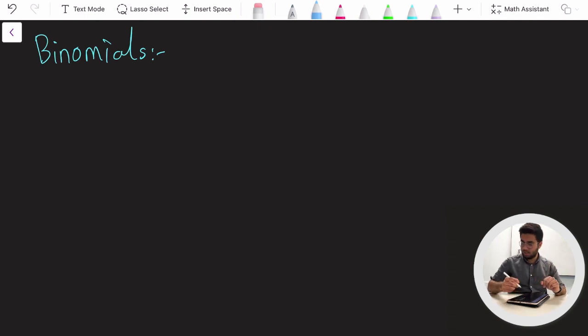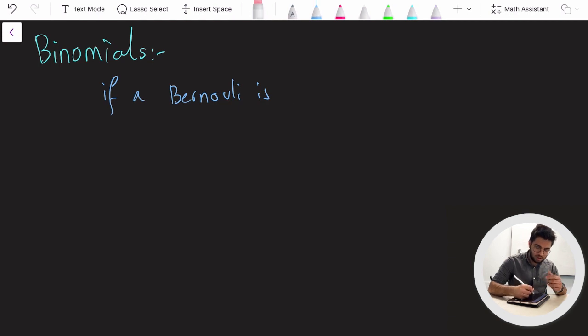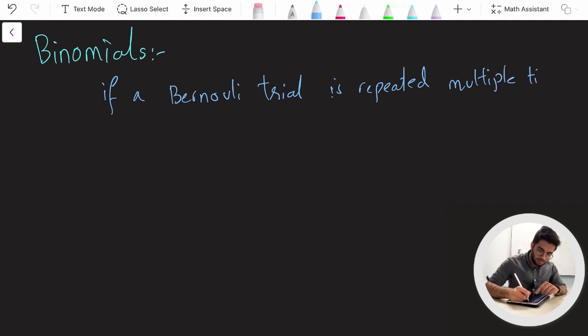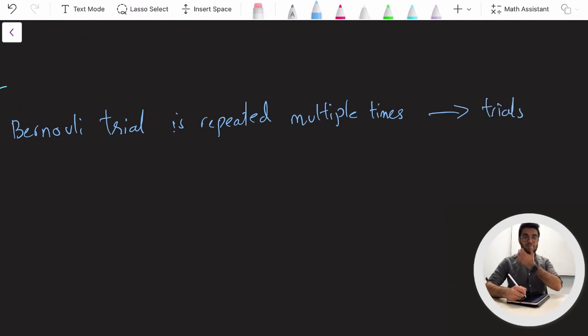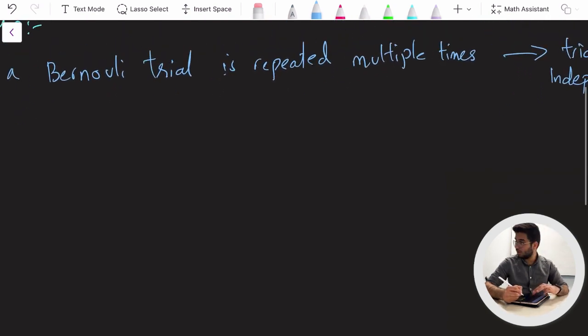All right, so first of all, if a Bernoulli trial, so one where there's only two outcomes, is repeated multiple times, it is important to note that the trials are independent, so the probability of success at each trial stays the same. So the trials are independent.